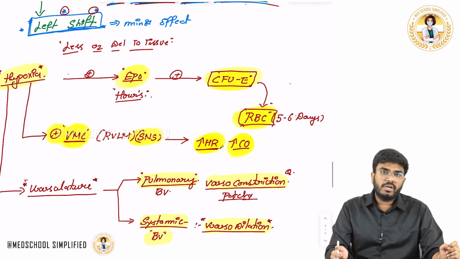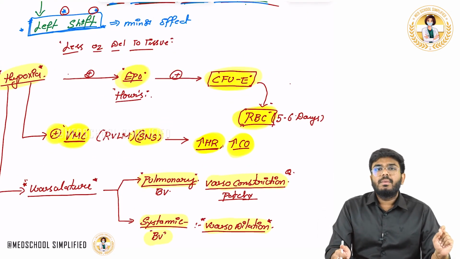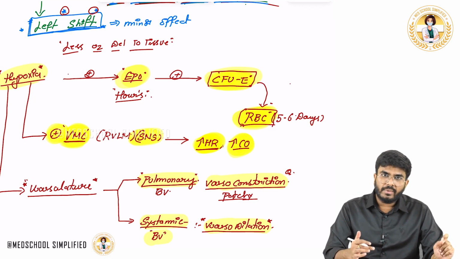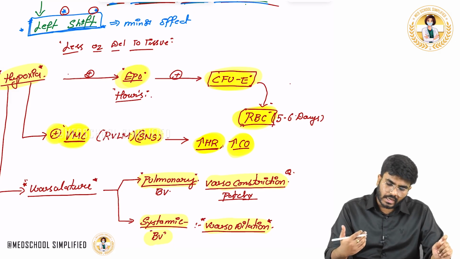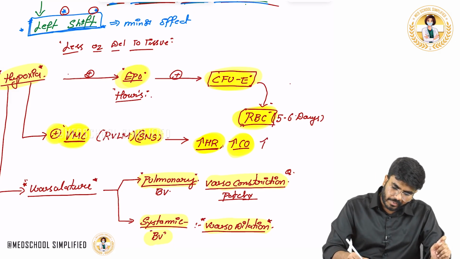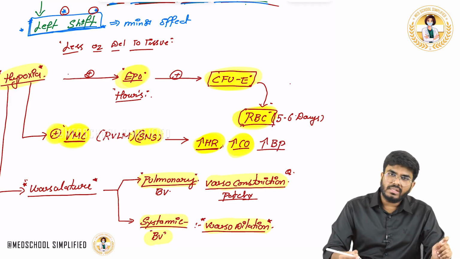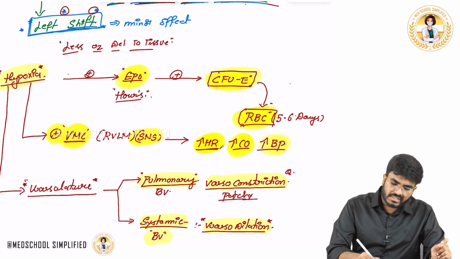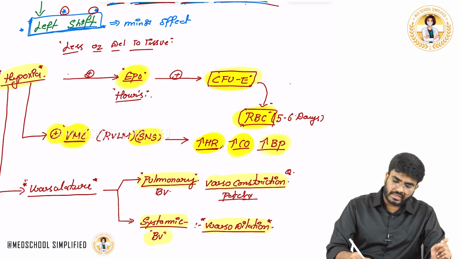Whenever there is hypoxia, the person's vasomotor center, which is present in the medulla, the rostroventral medulla, will be active. That activates the sympathetic centers. The sympathetic nervous system is going to increase the heart rate, increase the cardiac output, and increase the BP of the patient. In high altitude, all these things will be seen. Next, whenever there is hypoxia, erythropoietin production is going to be more, which stimulates the erythroid colony forming units, which further increases the RBC count within a week.